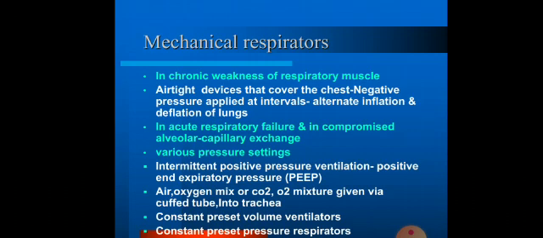Now, just very briefly about the mechanical respirators. Till now, what we have discussed was CPR, cardiopulmonary resuscitation, and the different manual methods of artificial respiration. Now a little brief about the mechanical respirators. Mechanical respirators are normally used when respiratory support is needed for the victim or patient for a long term. So you use mechanical respirators in chronic weakness of the respiratory muscles, or in acute respiratory failure, or in compromised alveolar capillary changes.